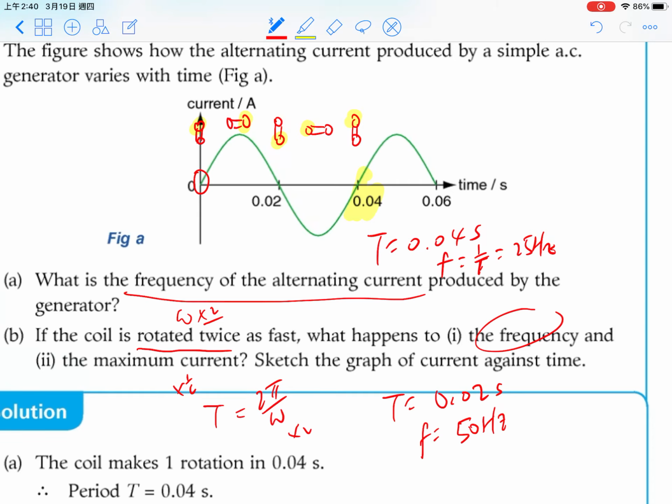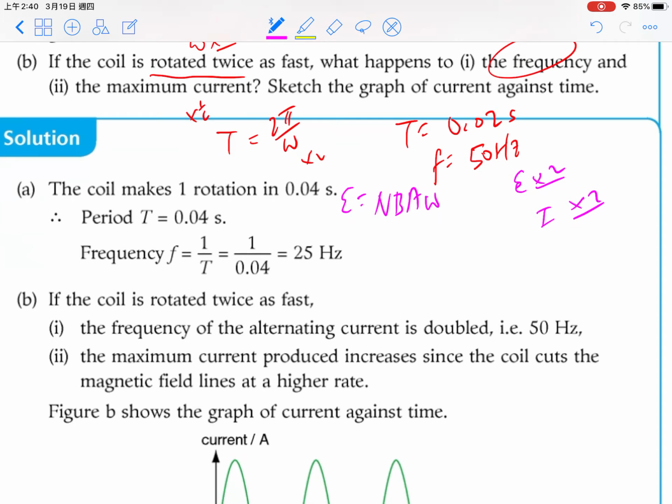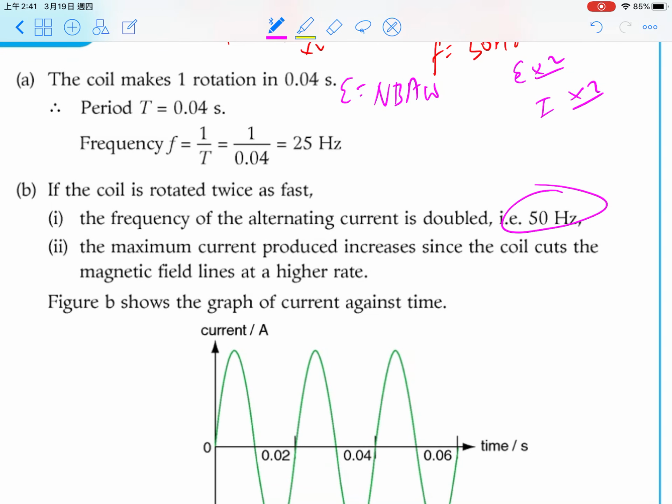Okay, and what is the change in maximum current? Now we know the equation, and you don't need to prove this equation by yourself. It will be NBAω. Double ω, so we have double induced EMF, and we have double induced current. Okay, so that will be the answer.